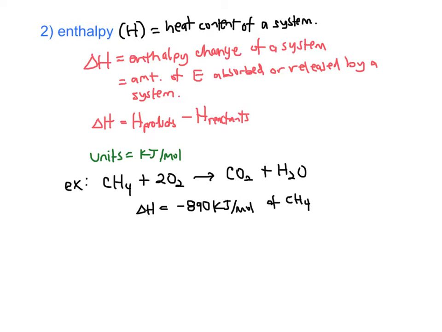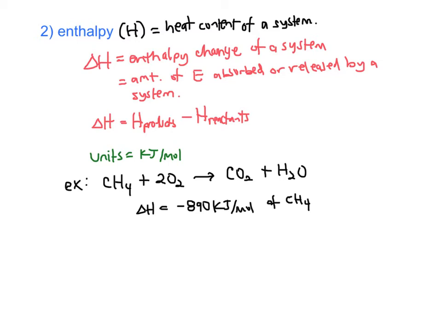So for example, this is the combustion of methane. And when you combust 1 mole of methane to produce carbon dioxide and water, the change in enthalpy is negative 890 kilojoules per mole of methane. So 1 mole of methane combusted would produce negative 890 kilojoules of enthalpy or energy.